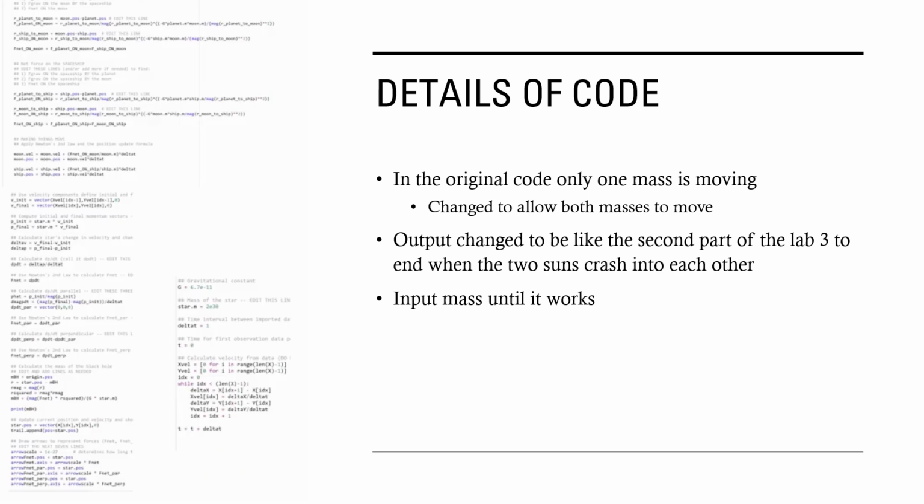For the code, I changed it to stop, like in the second part of Lab 3, if the rocket crashed into the moon, then it would stop the whole thing, so that I could just keep inputting masses until the whole system worked.